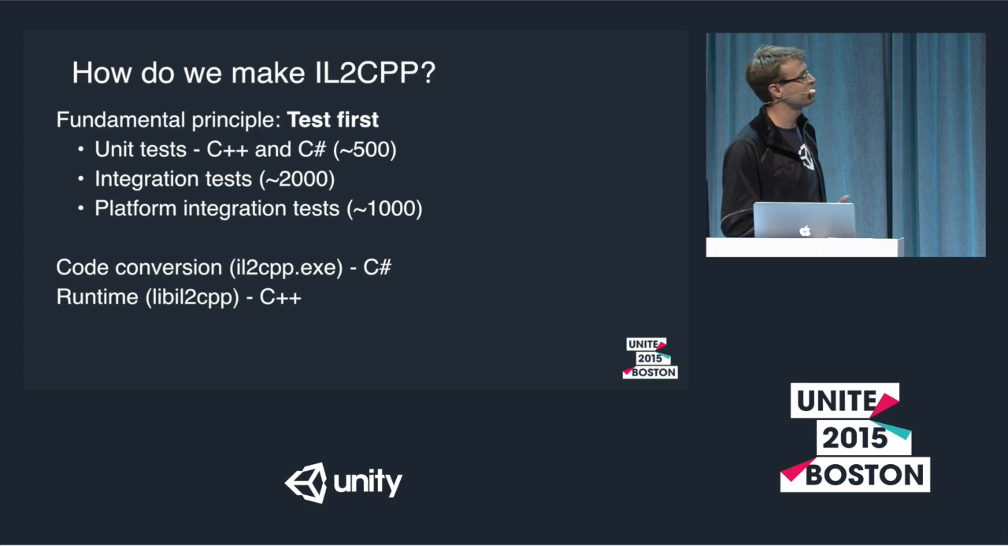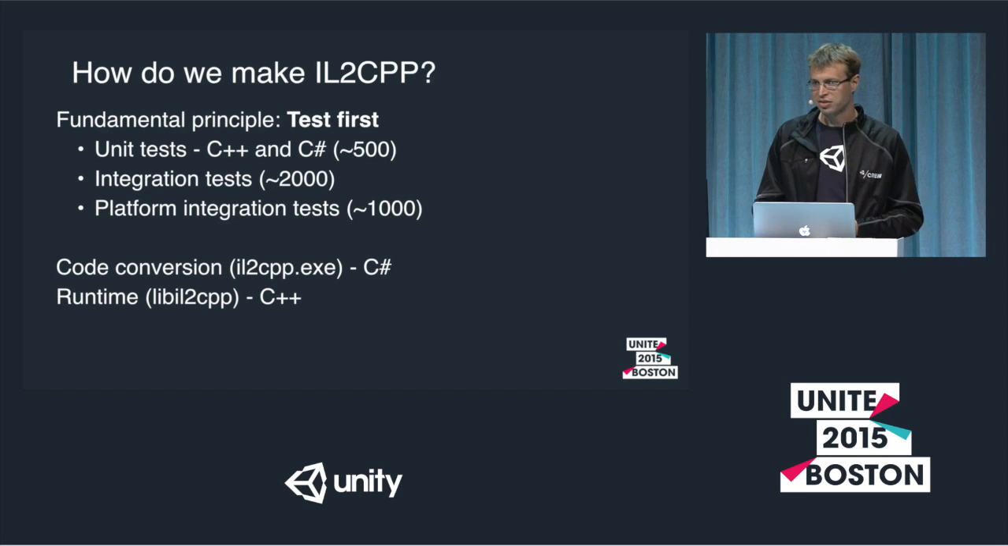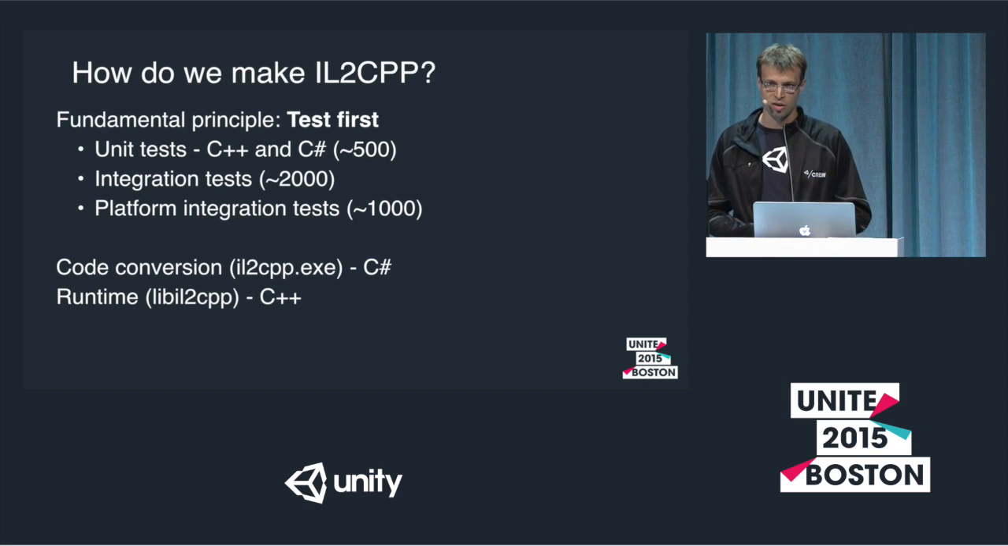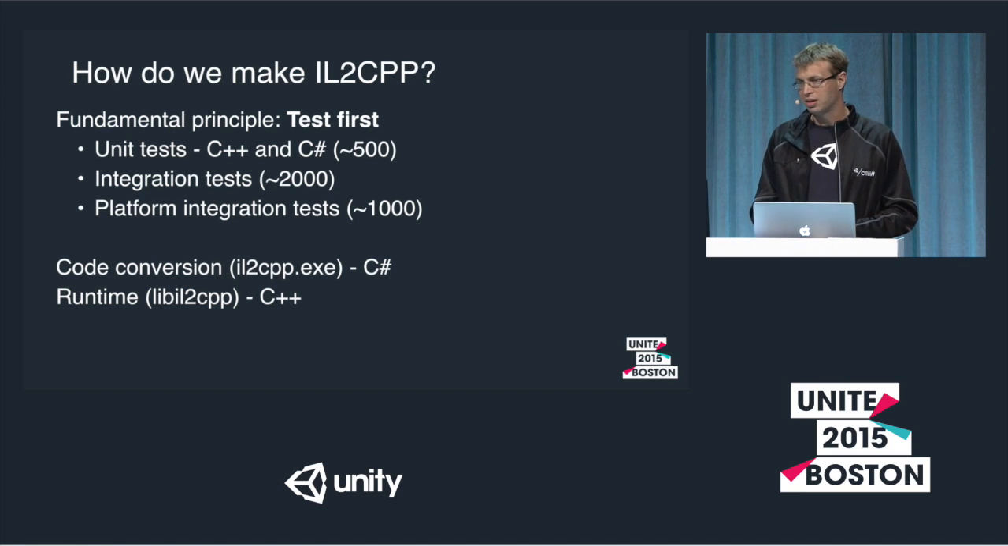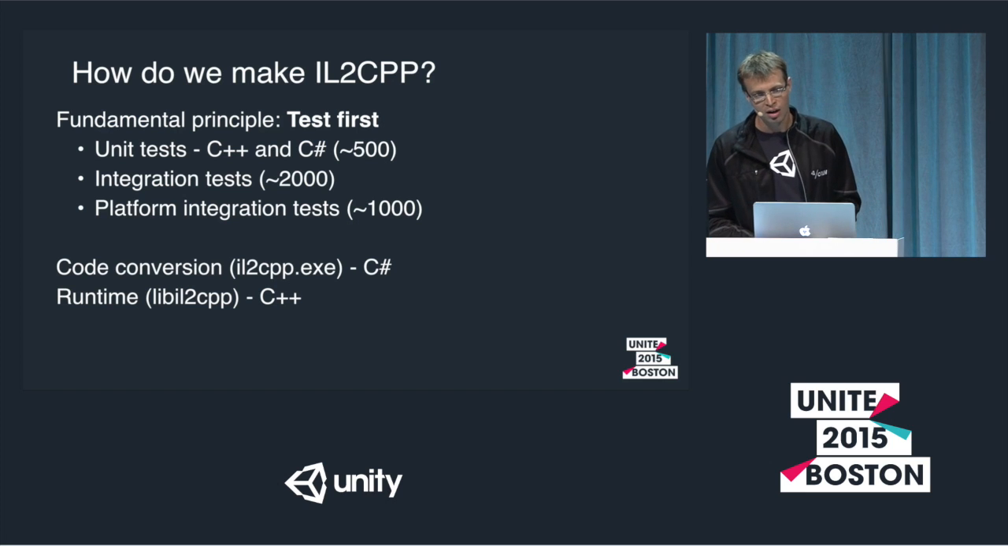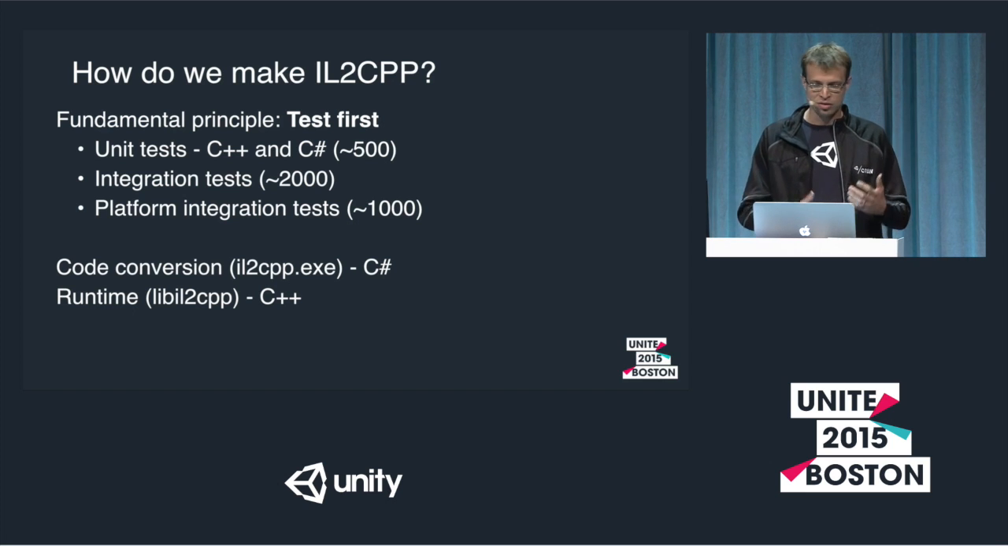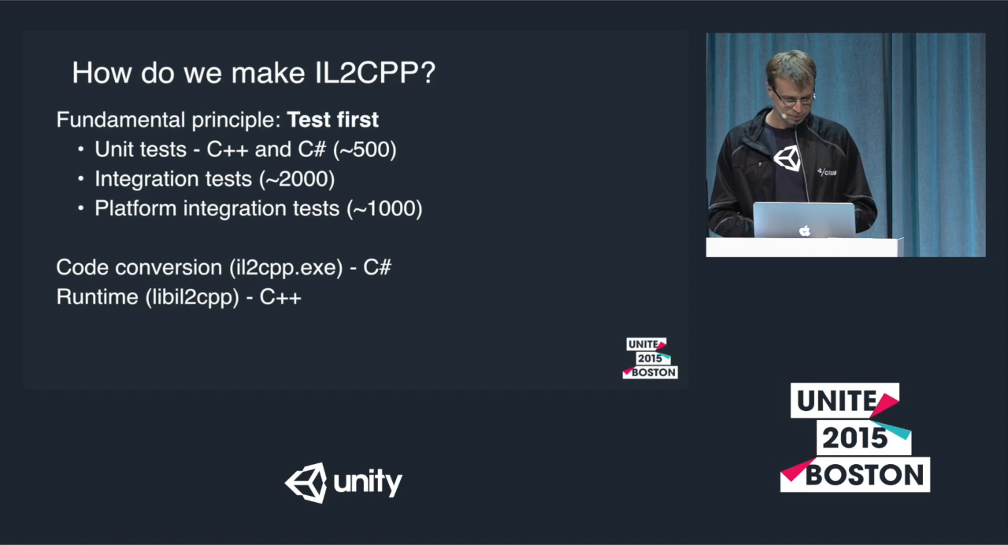Now, on the tools side, first of all, the languages we use: our code conversion utility is IL2CPP.exe. It's written entirely in C#. And we'll talk about why we made that choice a little bit later. And the runtime, which we call libIL2CPP, is written in C++ code. And one of the nice things is we've got C++ compilers for all of our platforms, right? So we can easily compile this across all the platforms we need to. It's written to the C++ 98 standard.